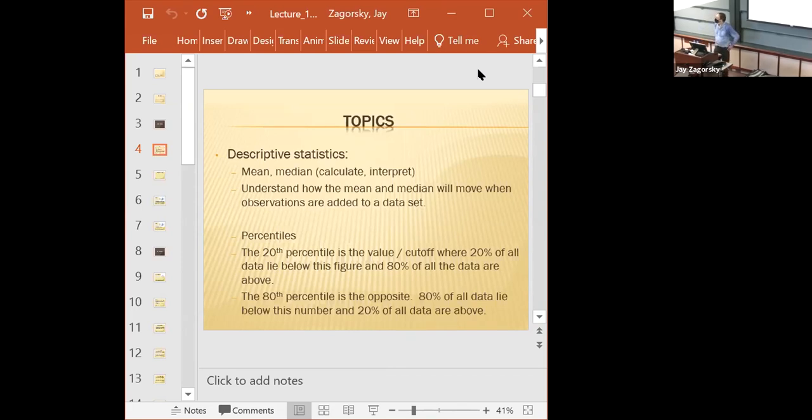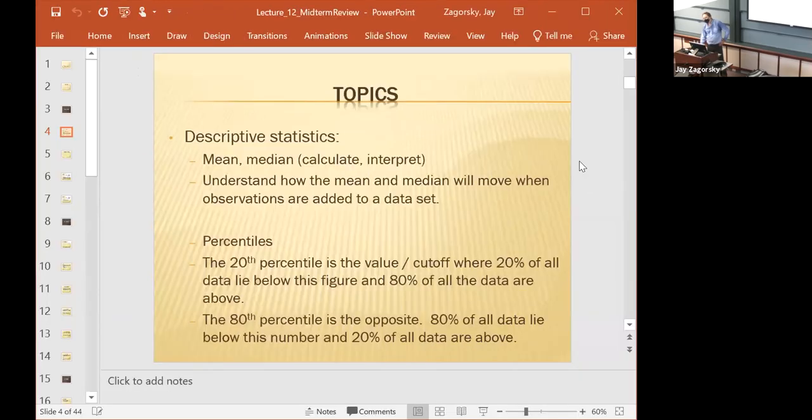We also talked a little bit about percentiles. The idea of percentiles was to put cutoffs or break down figures. So the 20th percentile is the cutoff where 20% of all the data lie below a particular cutoff and 80% lie above. Particularly, we think about these kind of things when we're trying to understand rankings. So instead of thinking about absolutes, we'd like to think about percentile cutoffs.